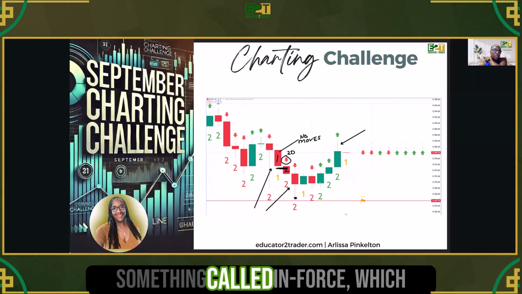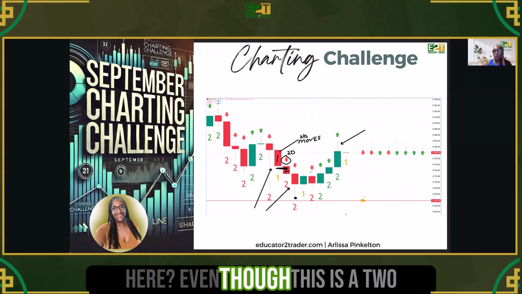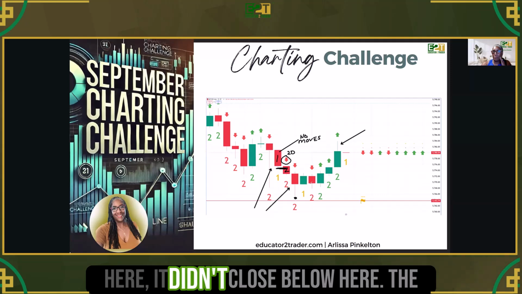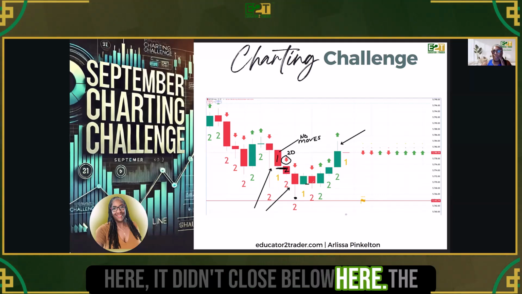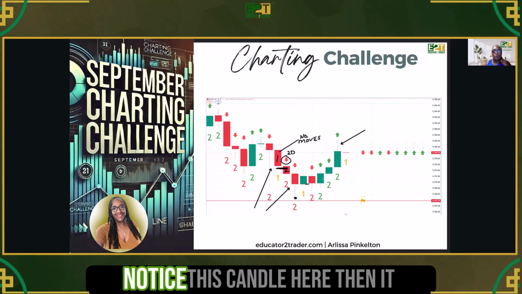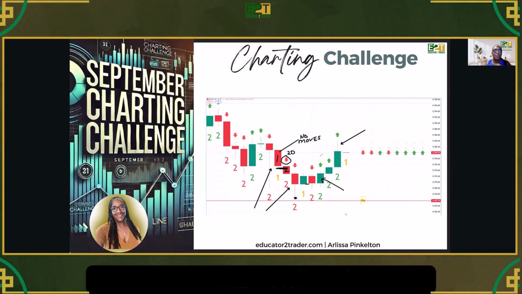Inside these two, the one, it shows a two down, but it doesn't really do what, I can talk about terminology, something called enforce, which basically means, does it close below here? Even though this is a two down where price went down below here, it didn't close below here. The price action went down here, but it closed higher. It closed higher. Notice this candle here then becomes a two up. See this arrow here?